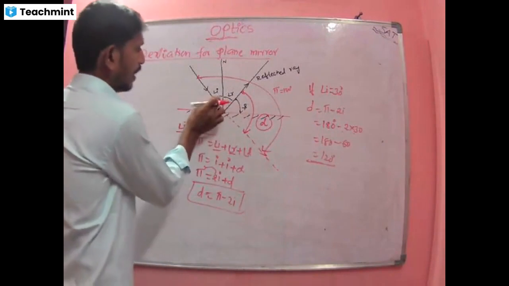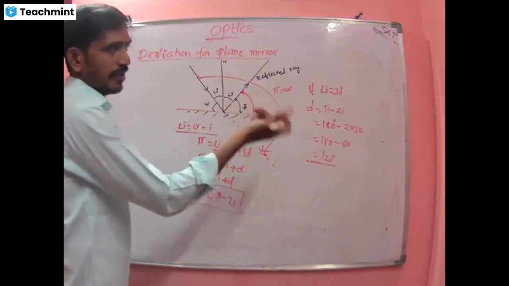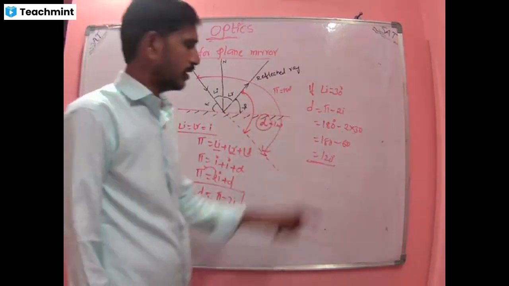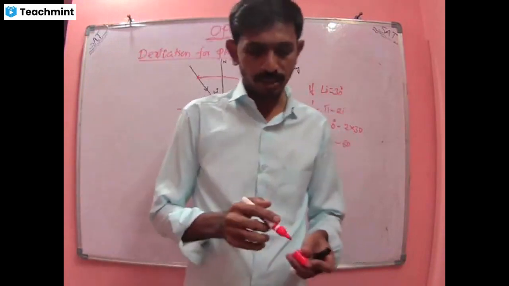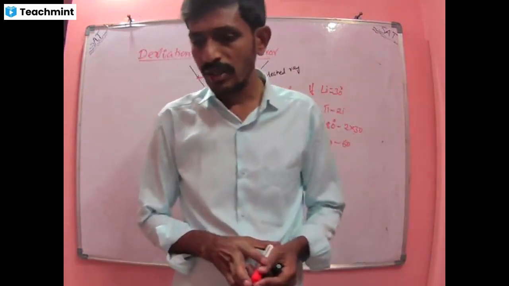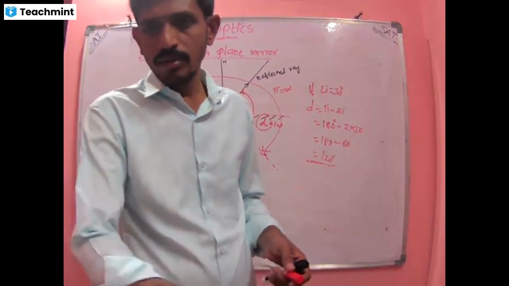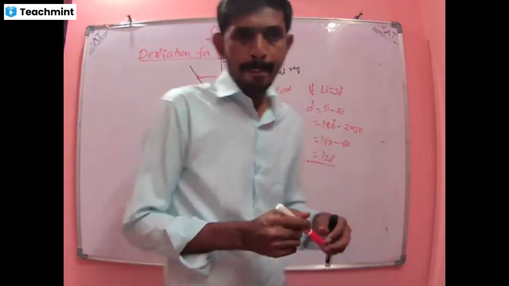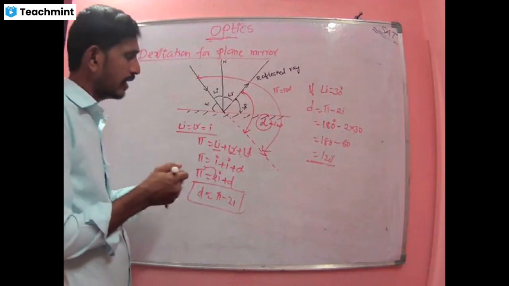So this is i plus i, 30 plus 30, which is 60, and 180 minus 60 is 120. This deviation angle here is 120 degrees. So this is a question you may be asked in the MHT-CET examination, as well as in the polytechnic examination. Polytechnic means after 10th. Okay, next. So this is the deviation for a single plane mirror.